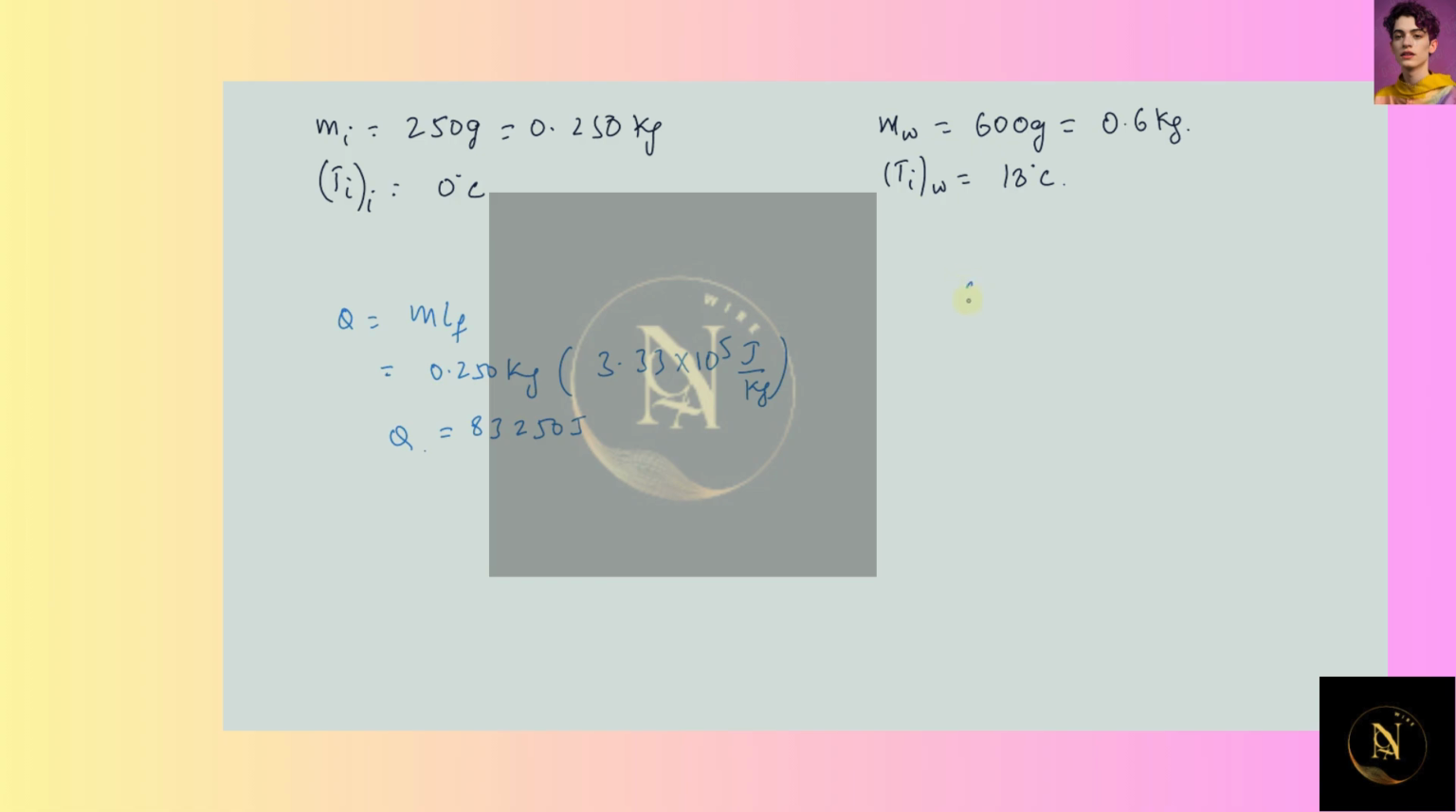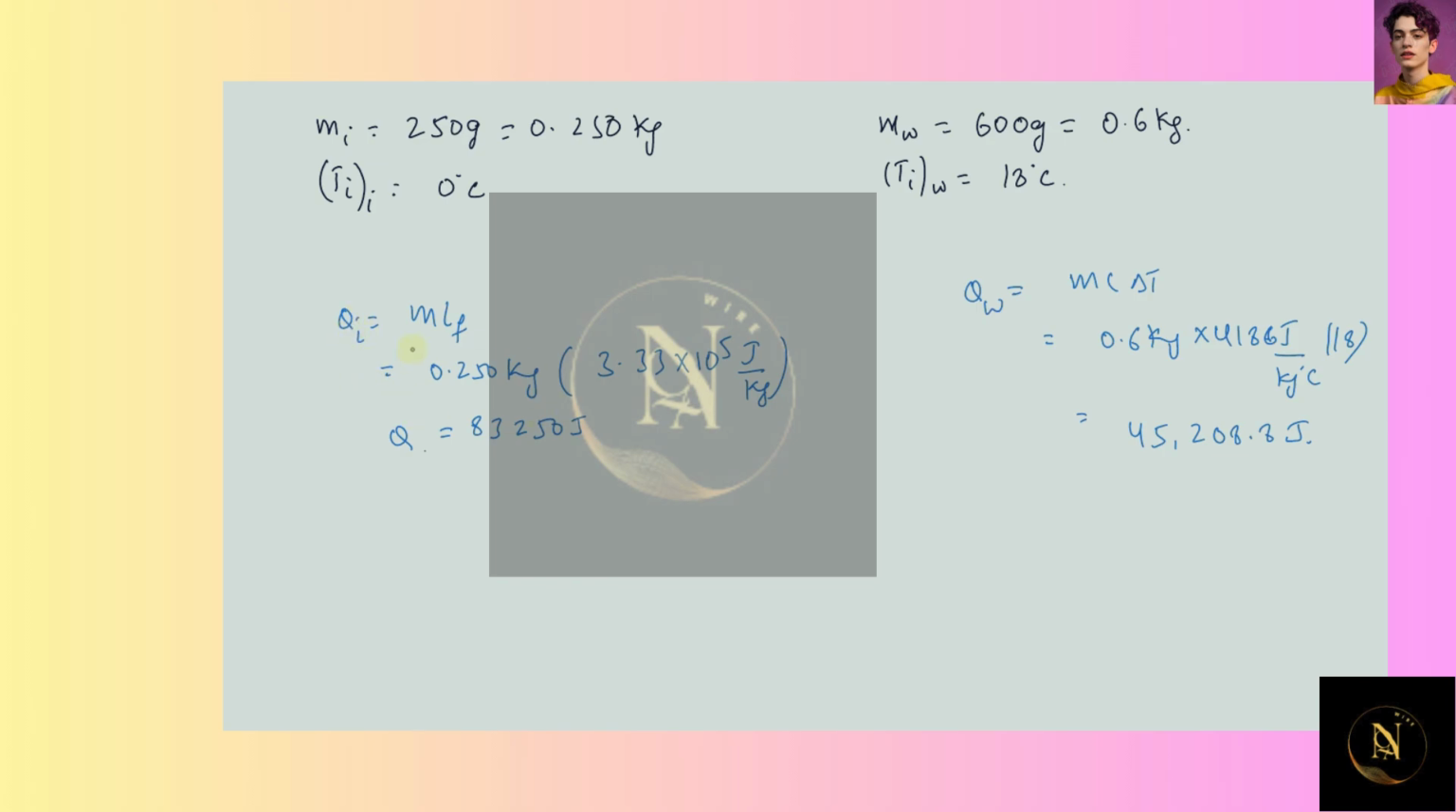Now we'll calculate the heat required to cool 600 gram of water to 0 degrees Celsius. So it will be equal to m c delta T. So mass is given as 0.6 kg and c is the specific heat of water, which is 4186 joule per kg degree Celsius, and the change in temperature is 18 degrees Celsius. So we will get 45,208.8 joule. Now this was the heat for water and this for ice.